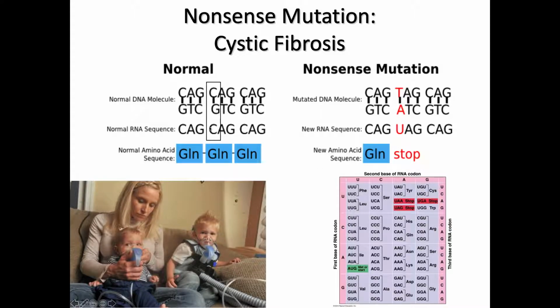So what happens is, here in a normal patient, we have our DNA molecule. This one is the template, the one we are supposed to use to make our mRNA. So this is supposed to be guanine, which will base pair with cytosine. And then this codon will make glutamine.